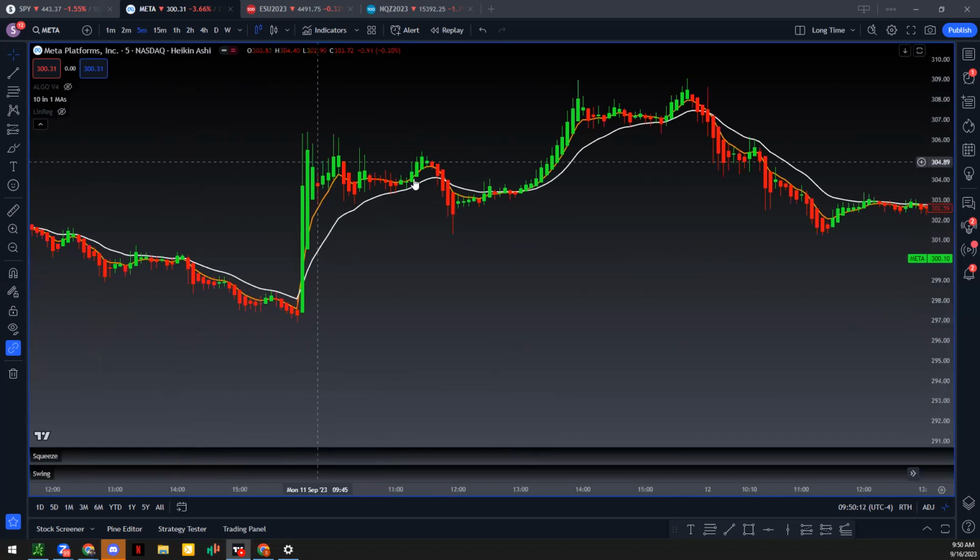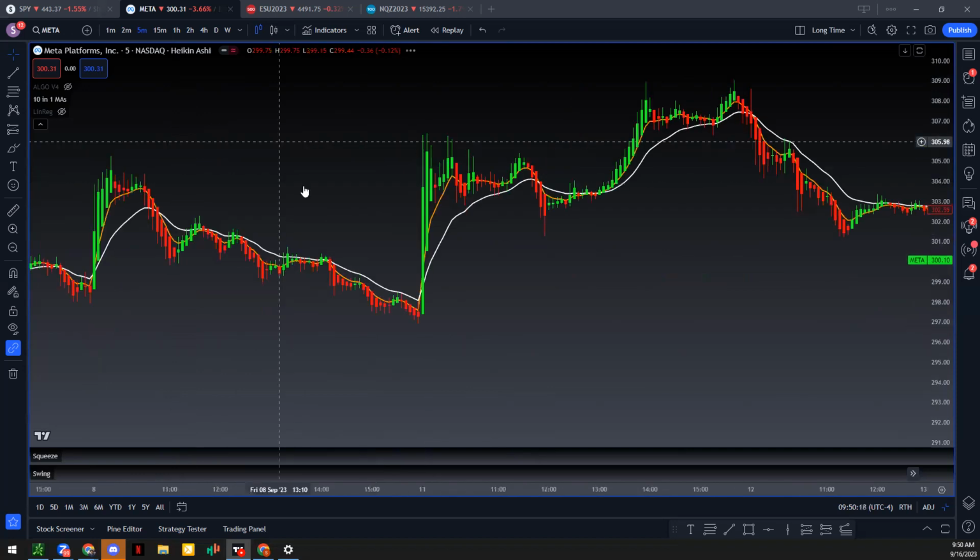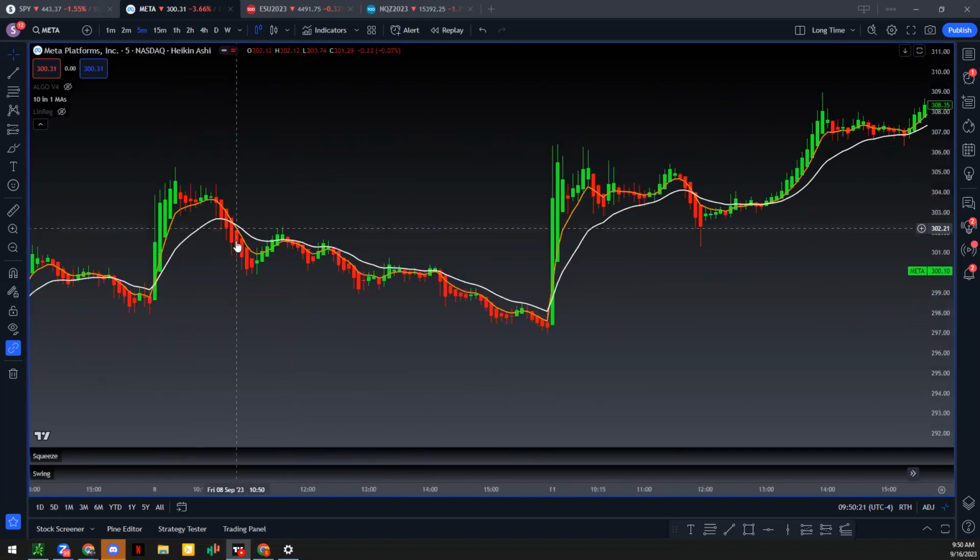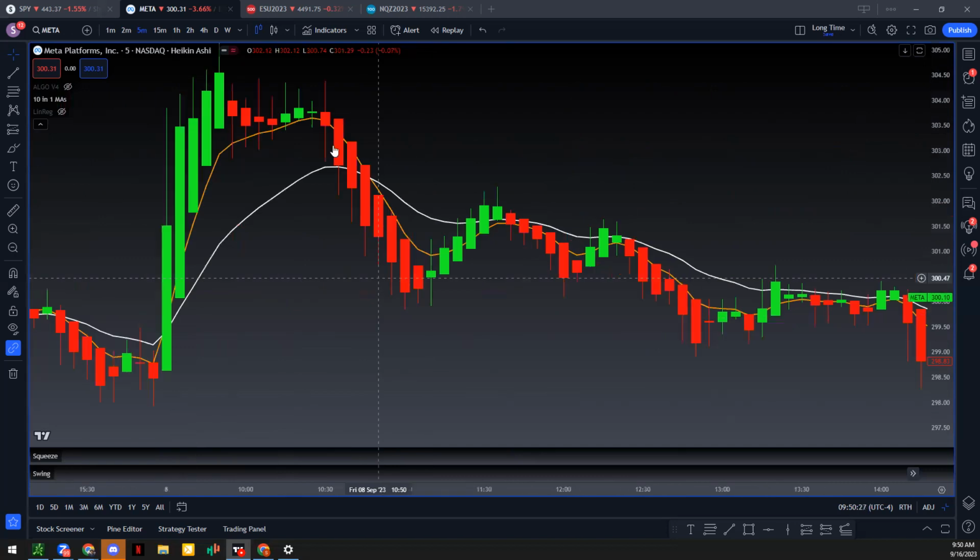6 and 17 crossover. This one was itty bitty money, but it still made you some change. 6 and 17 crossover to the downside. Nice pullback. Let's zoom in on that one real quick. 6 and 17 crossover, pullback, bearish Heikin Ashi with no wick at the top. Stop loss, previous high. Next level of support is right here. That's the first target.